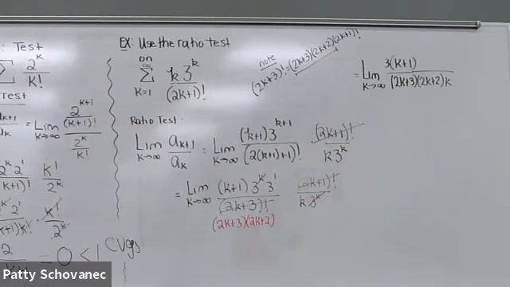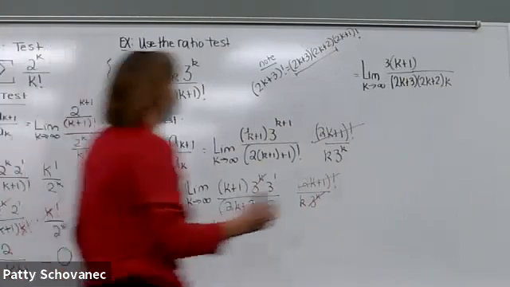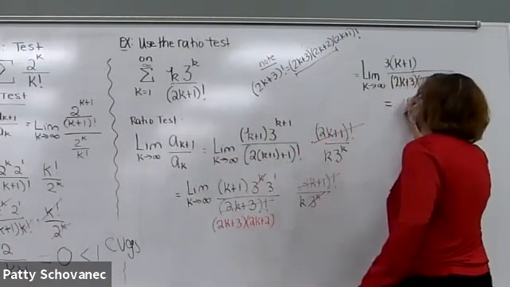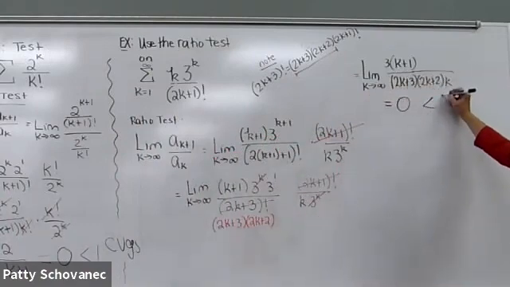So on top, I have a first degree power of k. On the bottom, I have a third degree power of k. What's the value of this limit? 0. Very bottom heavy. This limit is 0. Our comparison number is 1. Smaller than 1 means we have a convergent series.